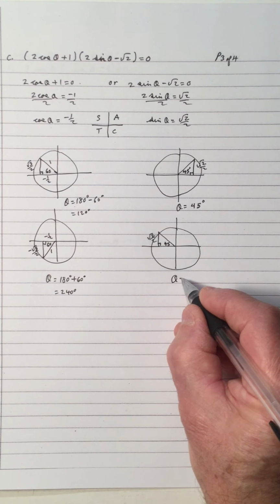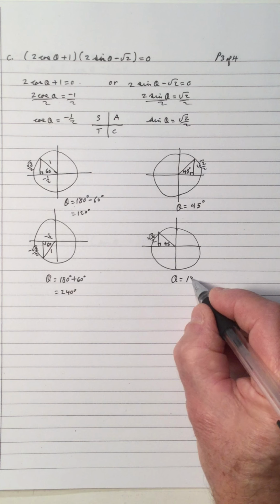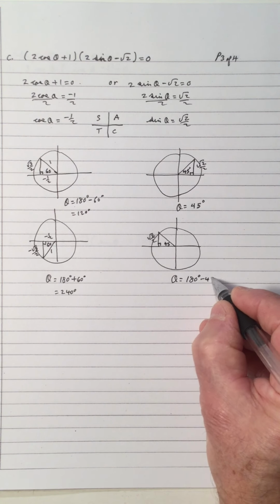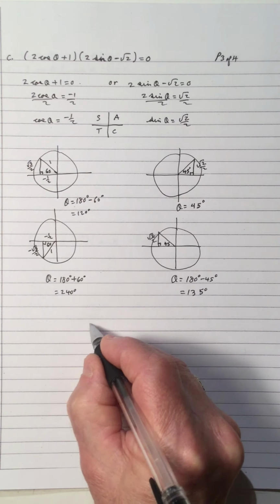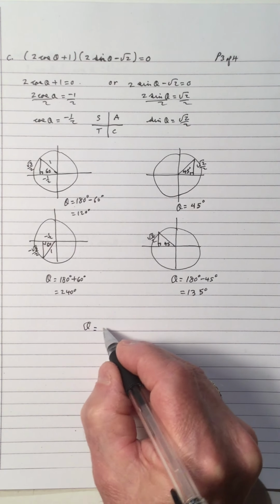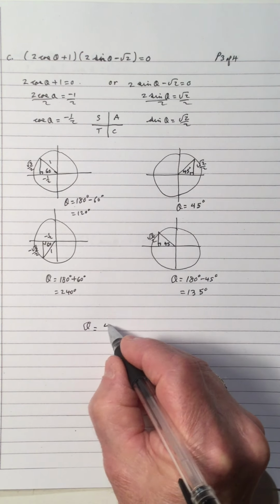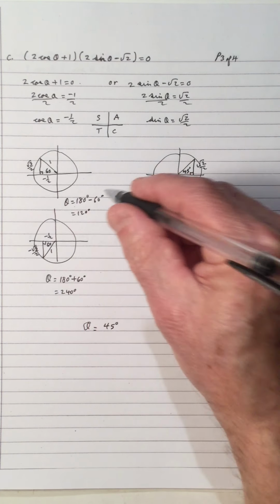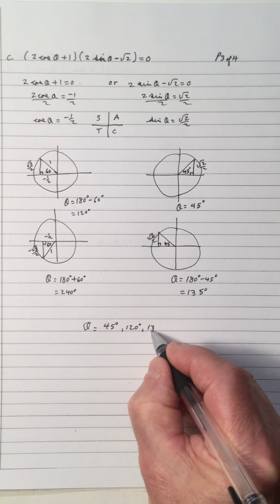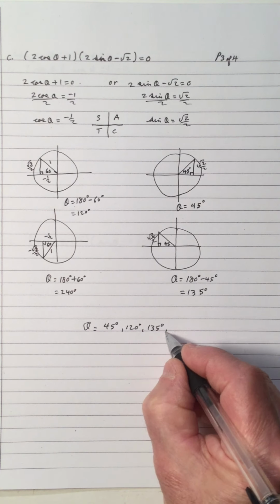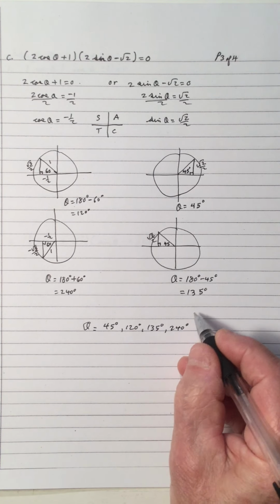And in this one, we're in quadrant 2. It's 180 minus the reference angle, so it's 135. So the answers for theta in this one, you want to put them in order: 45 degrees, 120 degrees, 135 degrees, and 240 degrees.